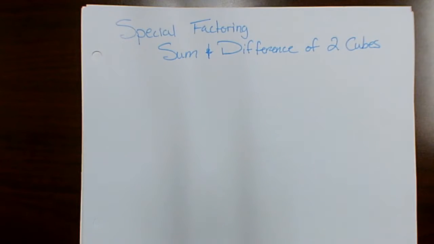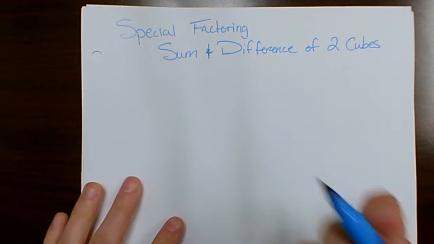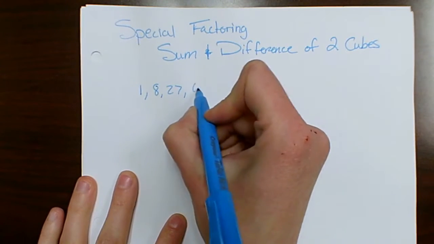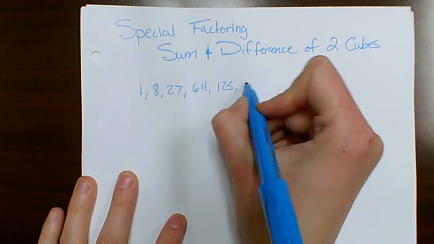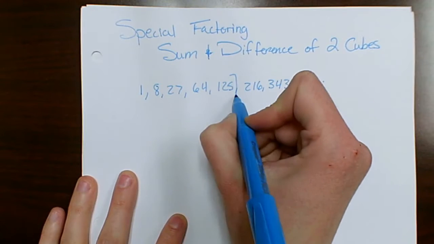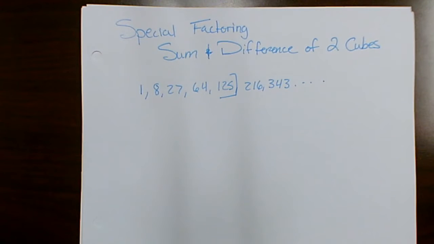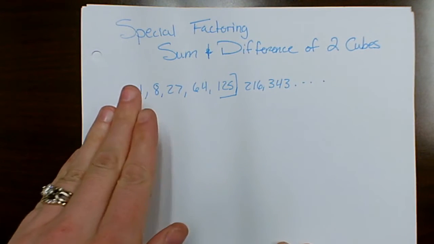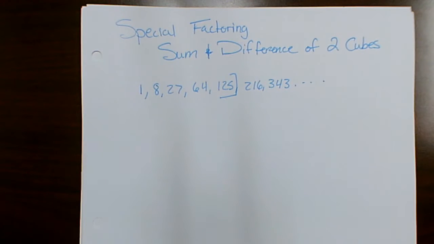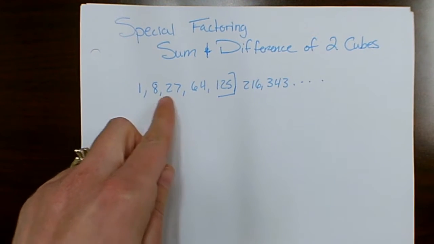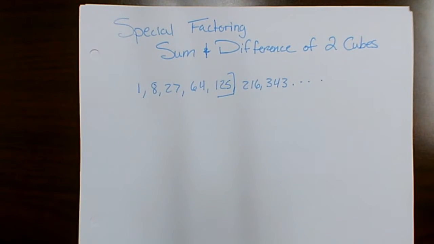Special factoring of sum and difference of two cubes. Perfect cubes are 1, 8, 27, 64, 125, 216, 343, so on and so forth. The first 5 should be the recognizable ones. These numbers are found by taking one number times itself 3 times. So 1 times 1 times 1, 2 times 2 times 2, 3 times 3 times 3, so on and so forth.